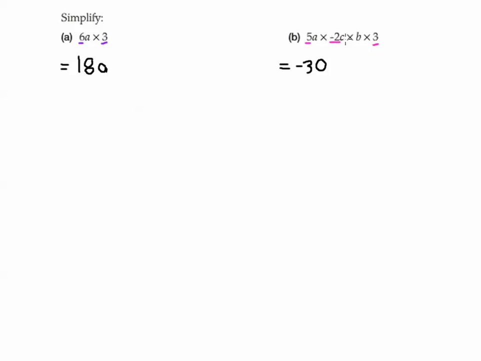Now the easy way to know is that if you've got an odd number of negative signs, then you know the answer is going to be negative. If there's an even number of negative signs or 0 negative signs, then it's going to be a positive. That's just a little trick.